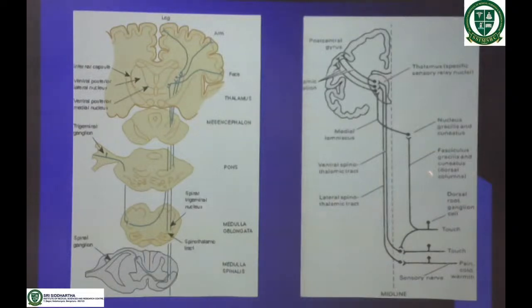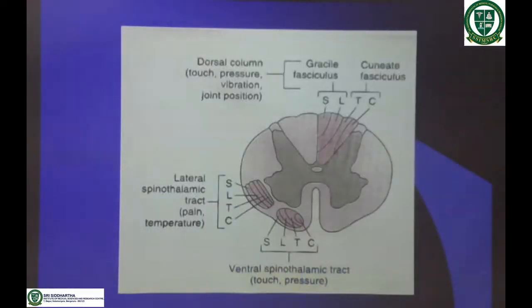This is a line diagram for it. It's the origin; pain and temperature cross immediately, ascend as the lateral spinothalamic tract, and relay in the VPN, that's the ventro-posterior nucleus of the thalamus. From there they radiate to the S1 and S2 areas of the sensory cortex. This is again a diagram of a cross section of the spinal cord.